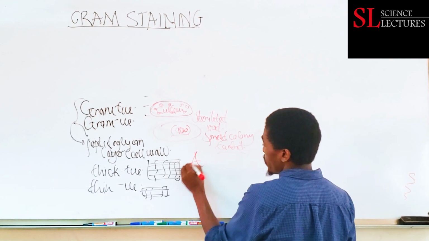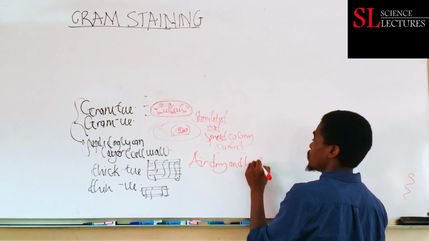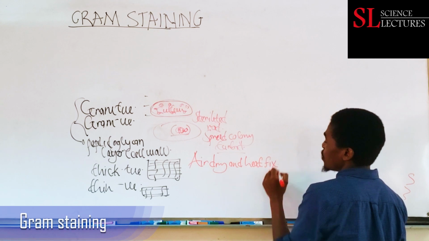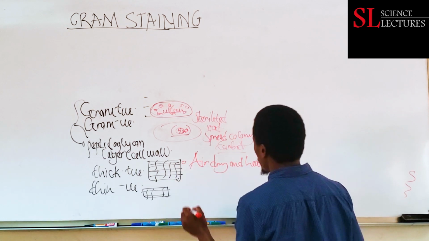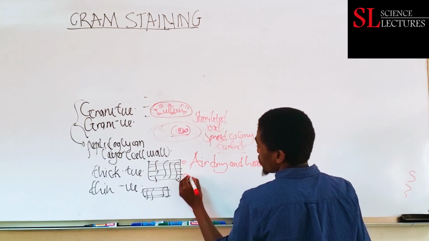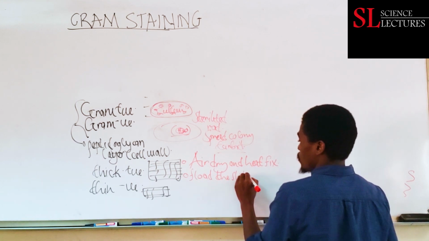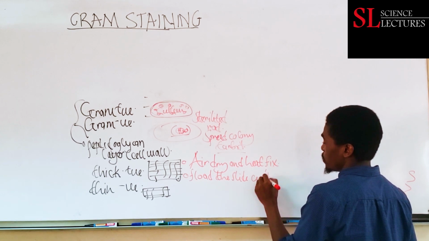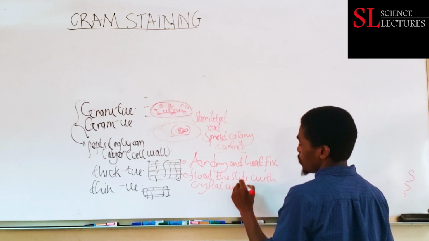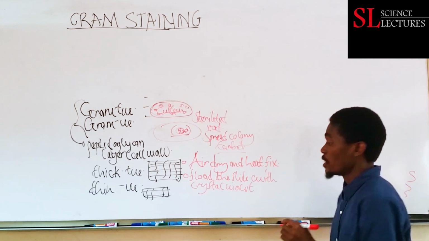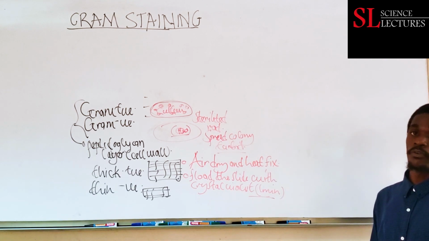After spreading the colony, you air dry and heat fix. You apply some heat to fix the bacteria onto the slide. After air drying and heat fixing, we flood the slide with crystal violet. You will wait for around 1 minute after flooding your slide with crystal violet.